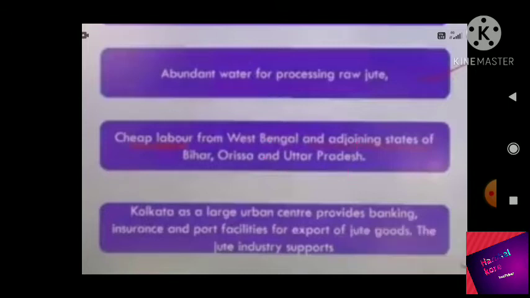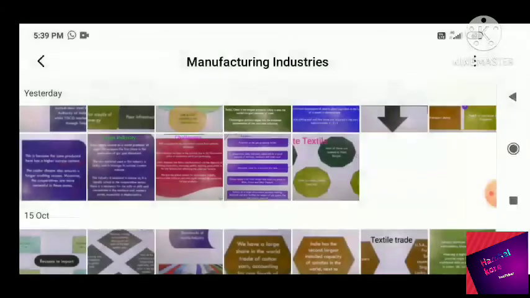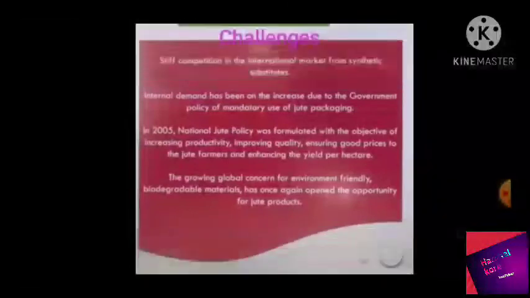Now the last point is Kolkata as a large urban center, which provides banking, insurance and port facilities for export of jute goods. Kolkata, the capital of West Bengal, provides large insurance facilities and facilities for exporting jute goods. So this is also a crucial factor for jute on the Hooghly River.